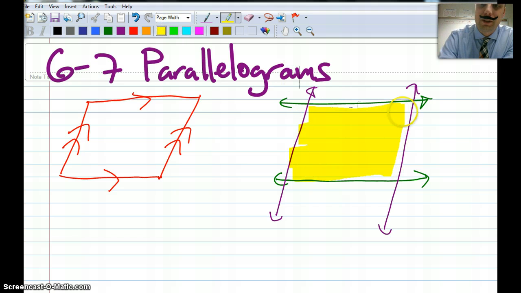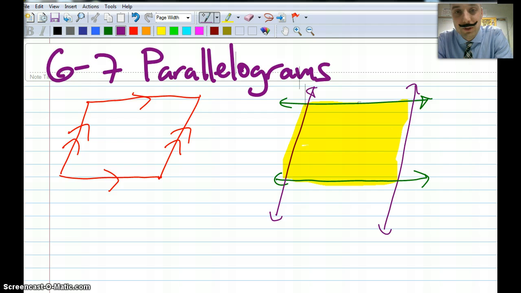And so we're going to see a lot of the same principles from lesson 6.6, things like alternate exterior angles and the vertical angles from earlier in this lesson, as it applies to parallelograms. So I want you to keep this picture in the back of your mind as we do some learning about parallelograms here. Going to get right to it.